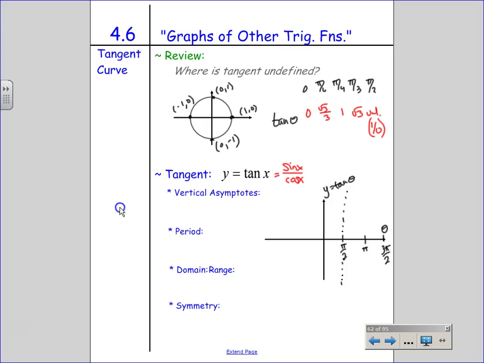There's also a vertical asymptote at negative pi over 2. God was like, they need more time. Slow down. Okay.